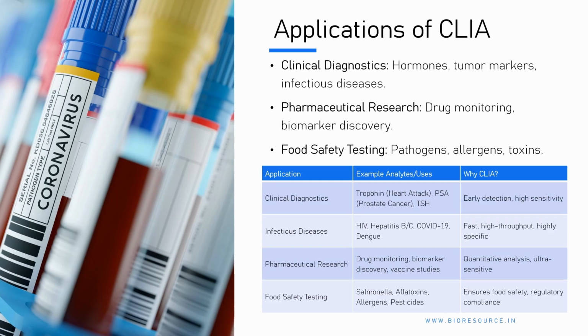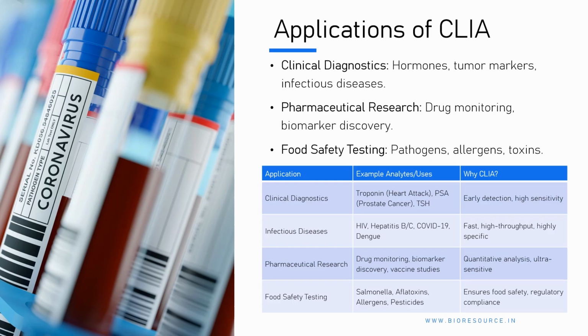It is used in hospitals, diagnostic centers, and research institutes. Let's look at some of the key examples. One is the cardiac markers like troponin I and troponin T, used for early detection of myocardial infarction, that is the heart attack. Second is the BNP, brain natriuretic peptide, a marker for heart failure.